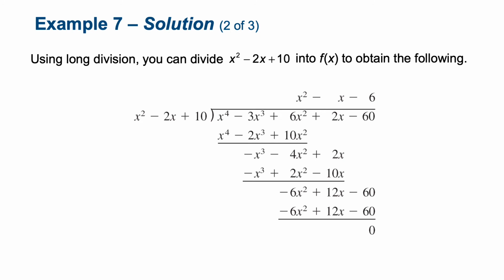So you can pause this and go through x to the 4 divided by x squared, and you can go through all the steps like I showed you last time and verify this answer. So what does that mean?